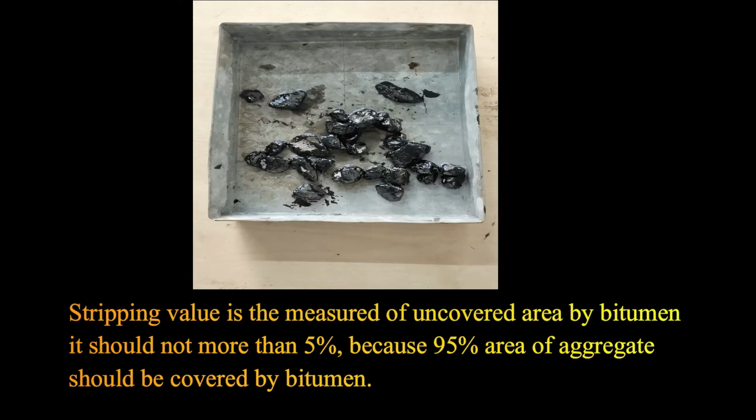Observation and result. The stripping value is the measure of uncovered area by bitumen. It should not be more than 5% because 95% of the area of aggregate should be covered by bitumen.